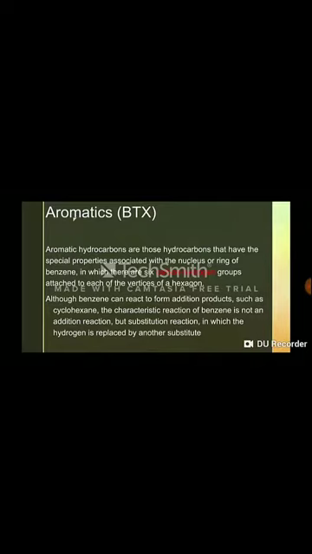Aromatics, BTX. Aromatic hydrocarbons are those hydrocarbons that have the special properties associated with the nucleus or rings of benzene, in which there are six carbon hydrogen groups attached to each of the vertices of a hexagon. Also, benzene can react to form addition products, such as cyclohexane. The characteristic reaction of benzene is not an addition reaction, but a substitution reaction in which the hydrogen is replaced by another substituent.